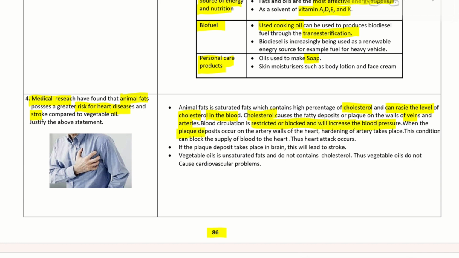When the plaque deposit occurs on the artery wall of the heart, hardening of the artery takes place. This condition can block the supply of blood to the heart, and thus a heart attack occurs. If the plaque deposit takes place in the brain, this could lead to stroke. Vegetable oil, so we have to justify the vegetable oil. Vegetable oil is unsaturated fat. It does not contain cholesterol, thus it does not cause any cardiovascular problem.